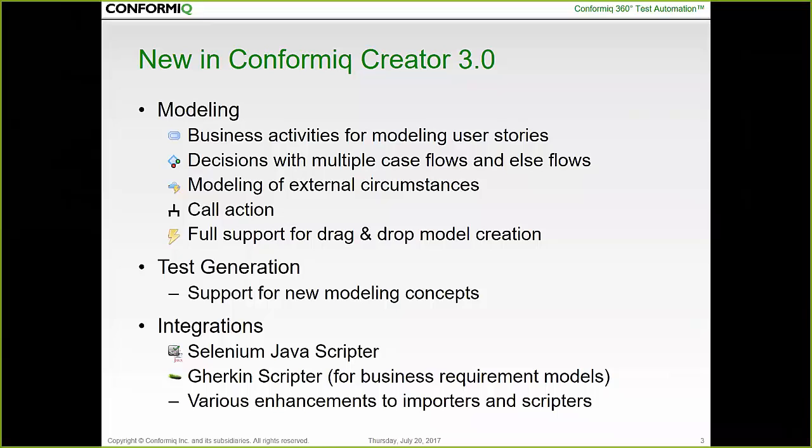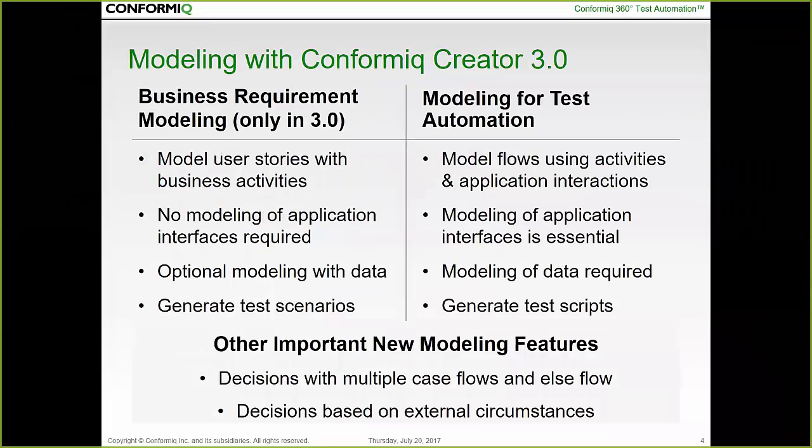Of course, after the modeling, there's also the test generation, which goes along with that. So full support for the entire pipeline in terms of tracking test targets as well as producing output, and also a few more scripter integrations. So when it comes to modeling, what is now new in 3.0 is, again, the modeling of user stories. Working in an agile environment is now much more soundly supported.